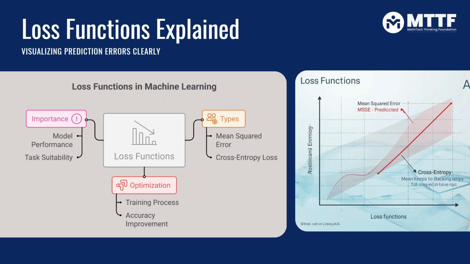This is the role of the loss function. A loss function measures the difference between the model's prediction and the actual outcome. It turns errors into numbers that can be analyzed, compared, and reduced.